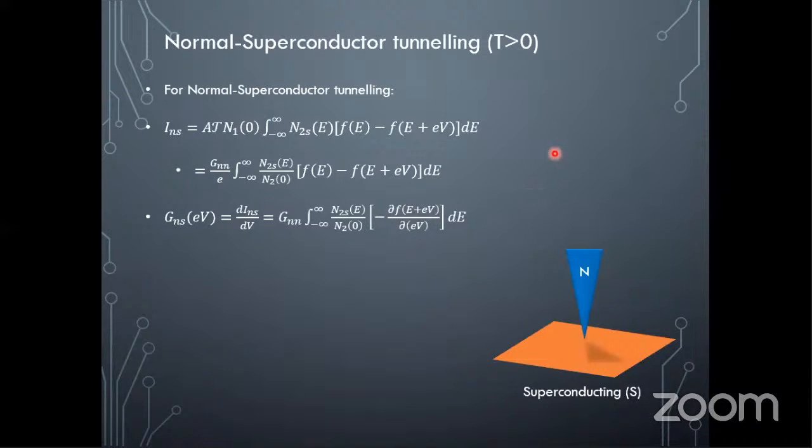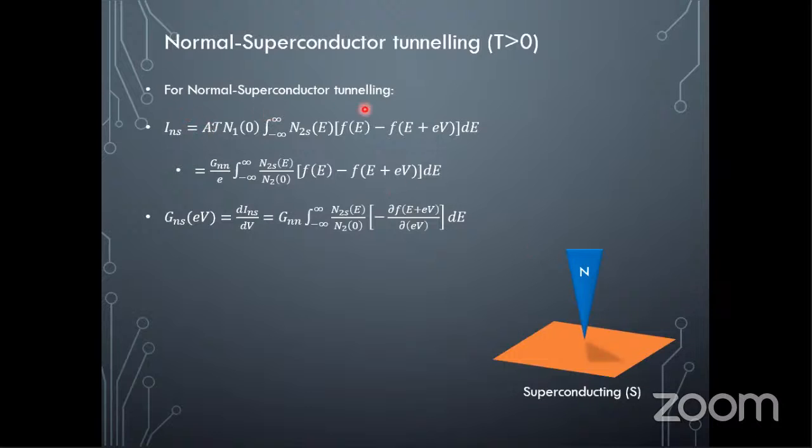Now the most important part is what happens for normal to superconductor tunneling. For a practical purpose, I am taking the tip to be normal metal and the sample to be superconducting. This can be just the opposite, but this is the practical and experimentally used strategy.